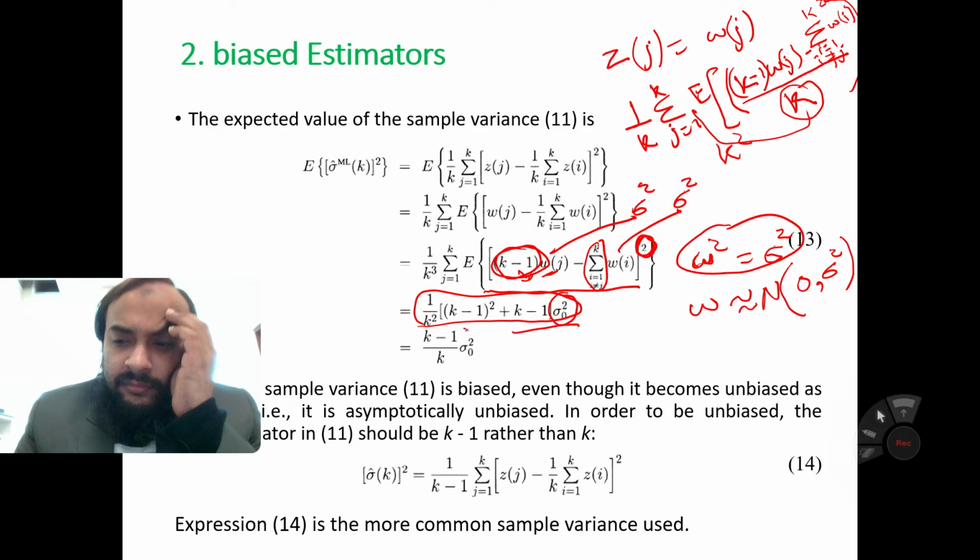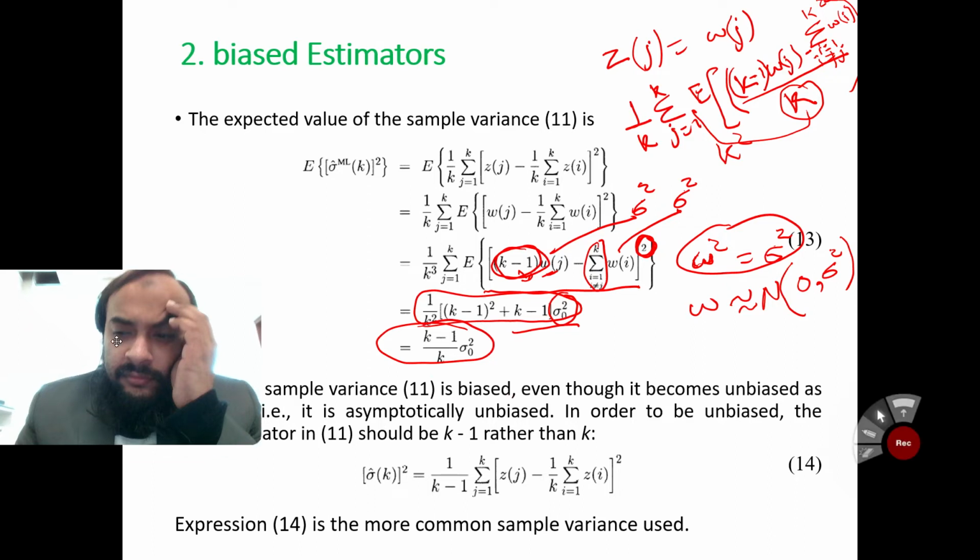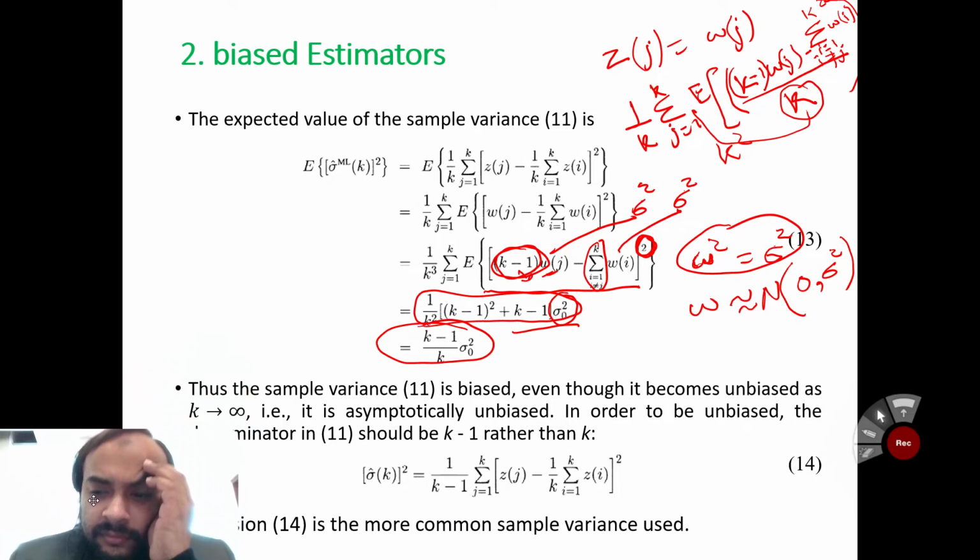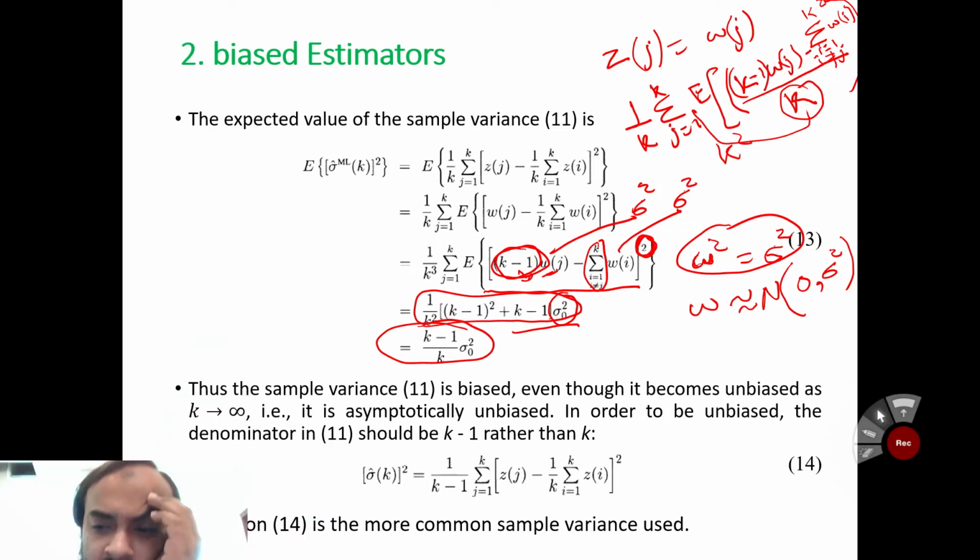If we solve this, the equation becomes... So now, in equation number 11, is the sample variance unbiased? The sample variance in 11 is biased, because its expected value is not equal to the true value. It includes the factor k minus 1 over k. So due to k minus 1 over k, the expected value of the sample variance in equation 11 is biased, and we cannot say it is unbiased.